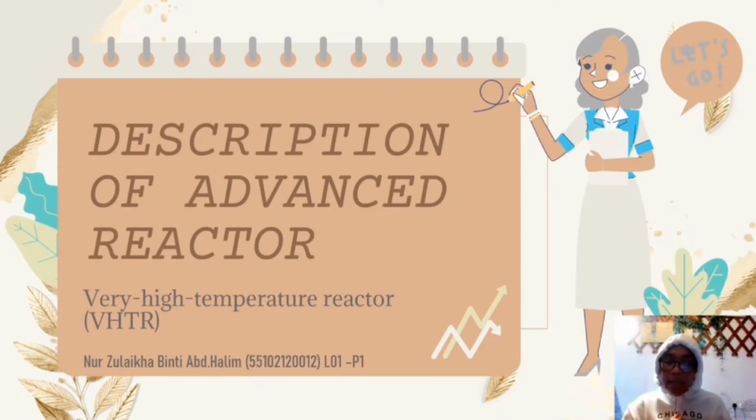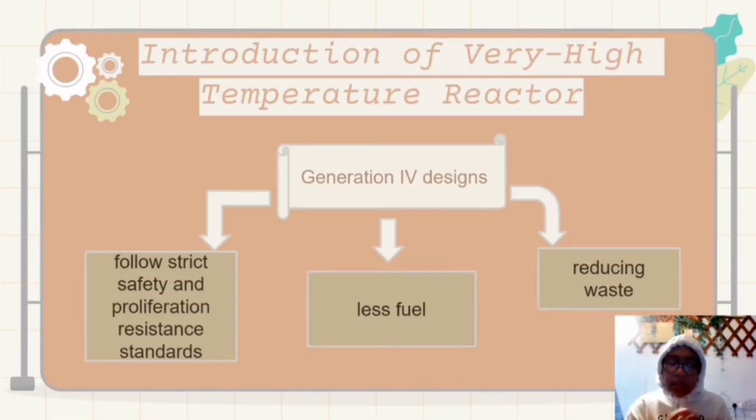For my part, I will explain the description of the advanced reactor, which is the VHTR, very high temperature reactor. GIF, which stands for the Generation IV International Forum, has been leading international collaborative efforts to develop next generation nuclear energy systems that can help meet the world's future energy needs for more than a decade. Generation IV designs use less fuel, reduce waste, and follow strict safety and proliferation resistance standards.